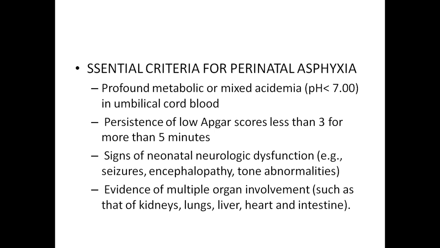Essential criteria for perinatal asphyxia include profound metabolic or mixed acidemia in the umbilical cord blood, persistence of a low Apgar score, less than 3 or 4, for more than 5 minutes, signs of neonatal neurologic dysfunction like seizures, encephalopathy, tone abnormalities, and evidence of multiple organ involvement such as kidney, lungs, liver, heart, and intestine.